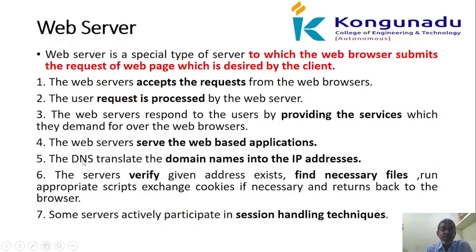Then DNS, the domain name server, translates the domain name into the IP address. Okay, so this is the main one, a huge topic, the domain name system. The domain name is converted into the IP address. We can see it in later sessions. The server verifies the given address exists, finds the necessary files, runs the appropriate scripting, exchanges cookies if necessary, and returns back to the browser. Some servers actively participate in session handling techniques. We can see in later sessions, unit 3 and 4. In unit 3, we can see the session handling techniques.